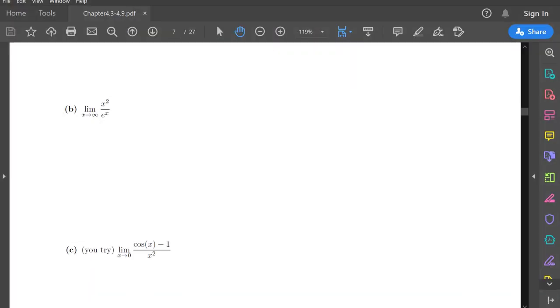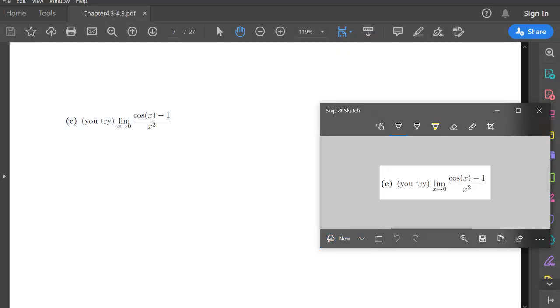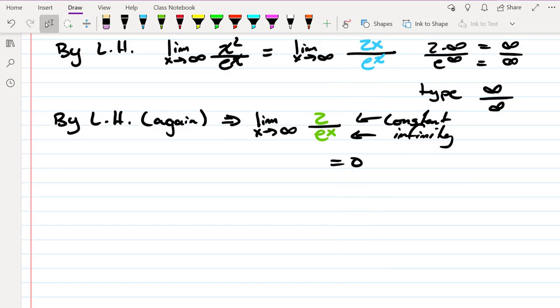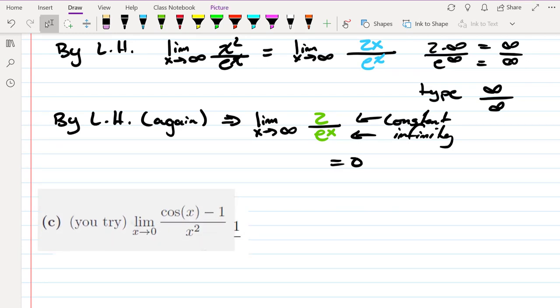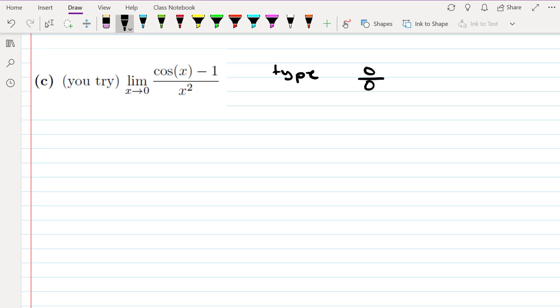All right, let's take a look at our next one. It's a try for you guys. So we have the limit as x goes to 0 of cosine x minus 1 all over x squared. So we want to evaluate this limit, and if we check its type, if I put in 0 for x, cosine of 0 is 1, and 1 minus 1 is 0, so I get 0 in the top, and 0 squared in the denominator is 0. So this is type 0 over 0.